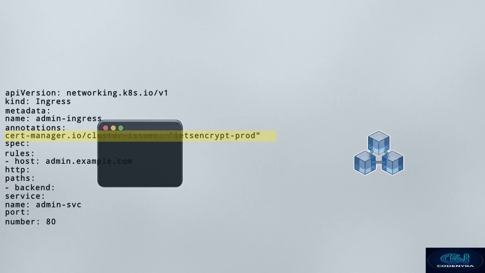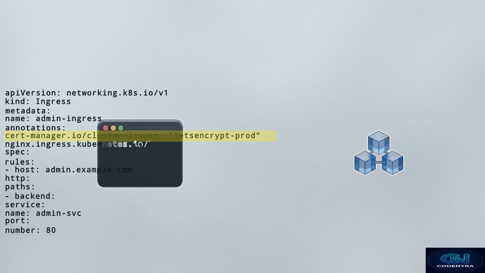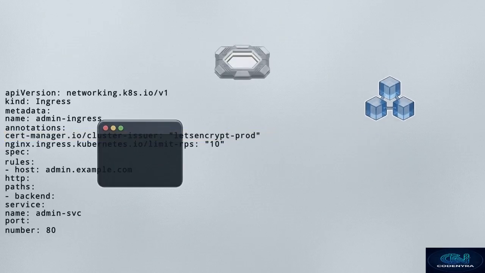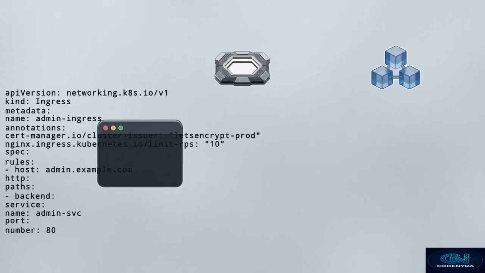Annotations allow you to define more specific behaviors for your traffic. For example, adding a limit-rps annotation instructs the controller to cap requests per second. This ensures that a sudden surge of traffic is throttled at the gateway before it can overwhelm your backend pods.